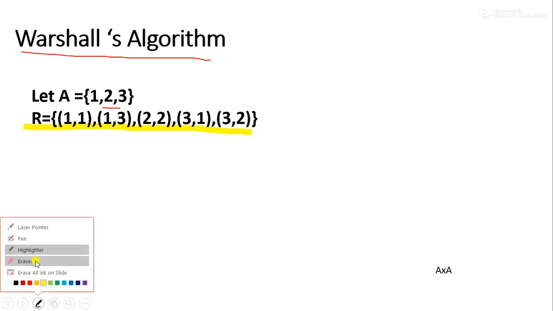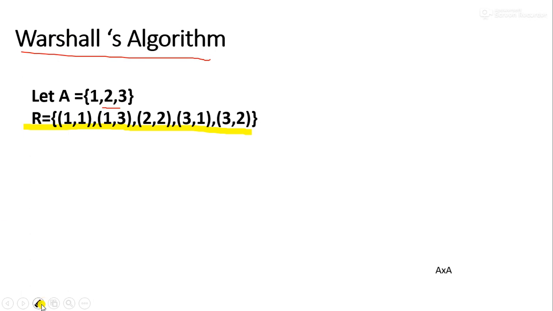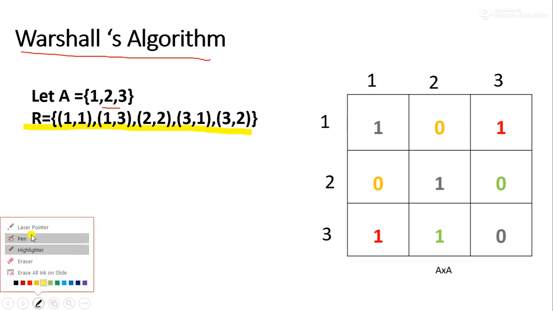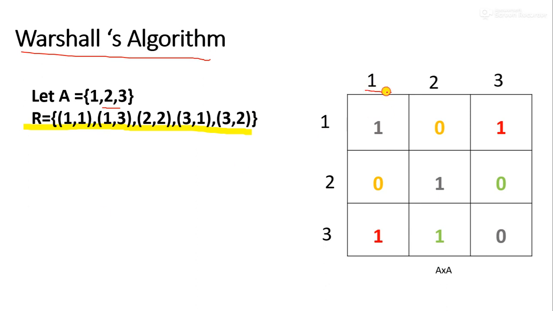In our Warshall algorithm, first we need to create our matrix for this relation. So this is our matrix. Here in this matrix, this represents our column and this is our row, and the number of columns and number of rows equals the number of elements in our set. How many elements do we have? 1, 2, 3. So we have 3 columns and 3 rows, and this 1, 2, 3 are the elements of this set A, and this 1, 2, 3 are the elements of this set.